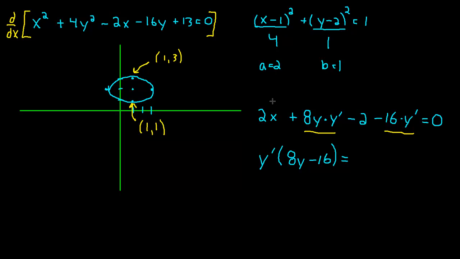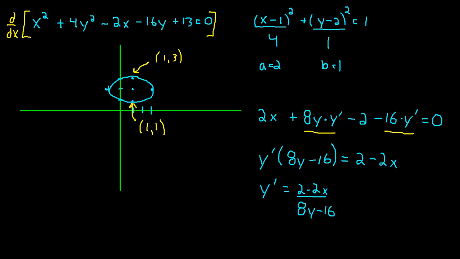The other thing I'm going to do is take the 2x and the negative 2 and move them to the other side, and I get 2 minus 2x. And the last thing to do is to divide by 8y minus 16, and that equals 2 minus 2x over 8y minus 16. Okay, there you go. There's your derivative.